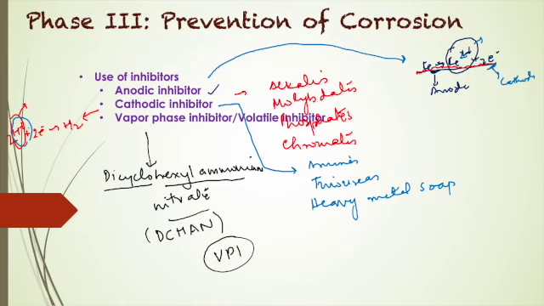So what is the second choice by which prevention of corrosion can be done? Use of inhibitors. Inhibitor is a substance which inhibits the process. And what process? Accordingly, it can be anodic inhibitor, which inhibits the anodic reaction, cathodic inhibitor, which inhibits the reaction happening at the cathode, and third is vapor phase inhibitor, which converts into the vapor phase and covers your surface, and it inhibits the corrosion process.